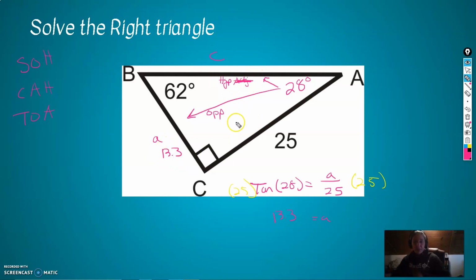Alright, one last thing to solve. I need to solve for the hypotenuse. I could also use a squared plus b squared is equal to c squared. That's an option as well, but let's practice the trig. So we'll use 28 again, opposite over hypotenuse. Sine of 28 equals opposite over hypotenuse, which is c. Multiply both sides by c: 13.3 equals c times sine of 28. Divide both sides by sine of 28. C is going to equal 13.3 over sine of 28.